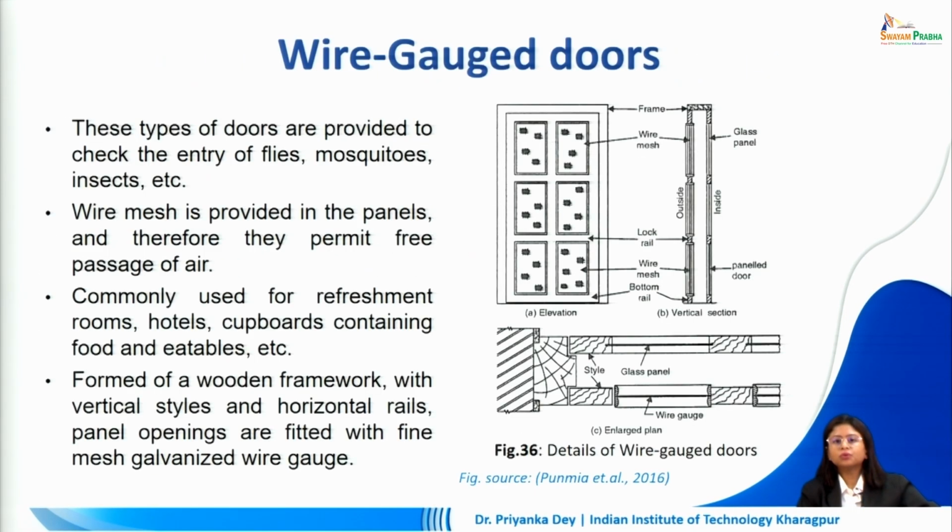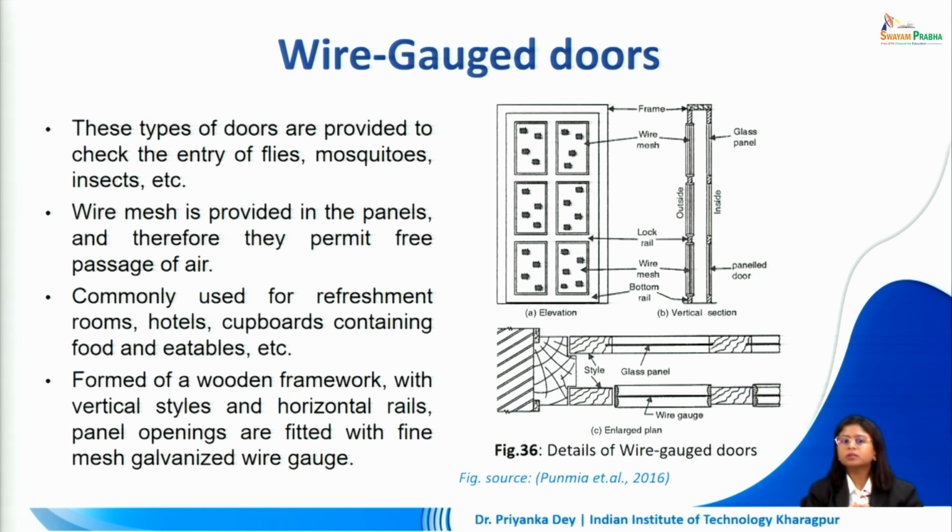The wire gauge doors, this type of door is provided to check the entry of insects. Now wire mesh is provided in the panels, and therefore they permit free passage of air, but they do not allow insects to enter. Commonly used for refreshment rooms, hotels, cupboards which may contain food and eatables. So even in case of cabinets which we create in our kitchen, we can go for this option. Nonetheless, even in external doors, if we are living in a place which has a lot of insects, it's possible for us to have maybe 2 shutters, one of which is this type of wire gauge.